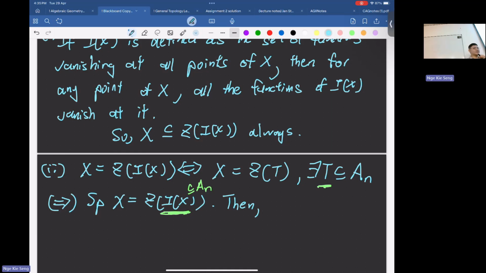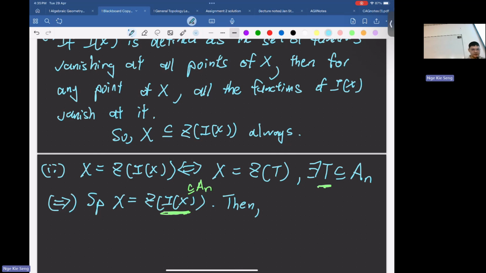You understand what I say or not? You don't need to know what Common Zero is. There's no algebraic geometry content here. I just say that if X equals Z of something, how do you write Z equals to something living in some space? Fair enough.